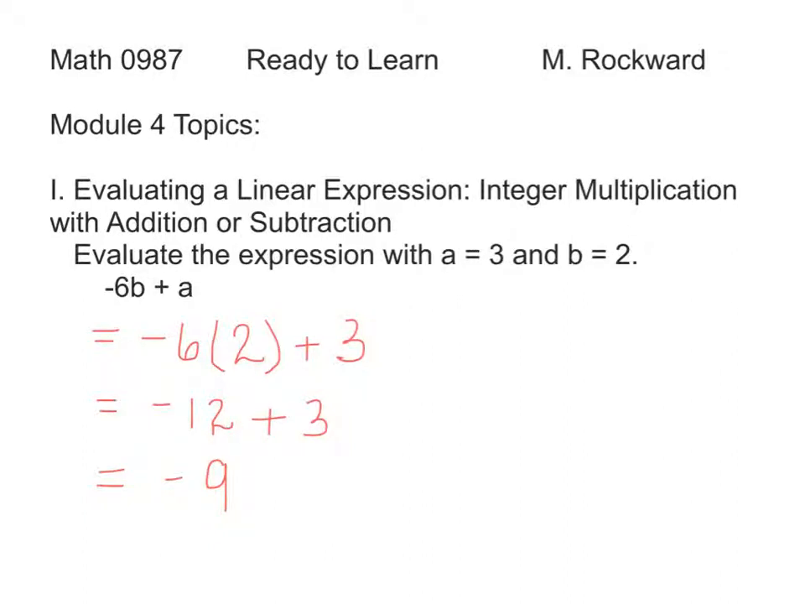This video will help with module topics in Module 4 for Math 0987. These are topics that students are ready to learn. The first topic is evaluating a linear expression, integer multiplication with addition and/or subtraction.